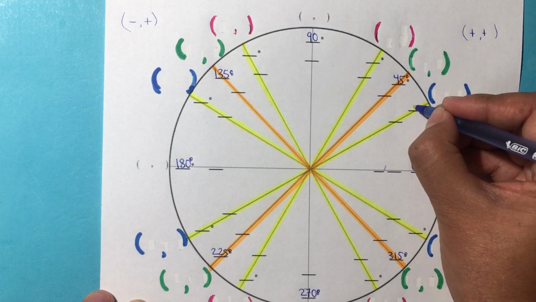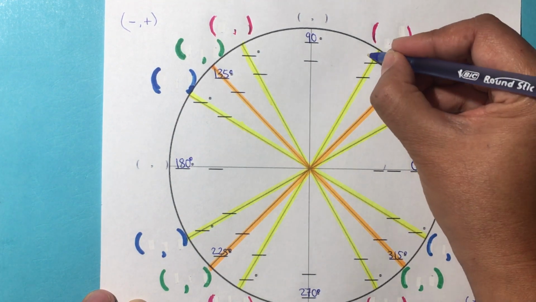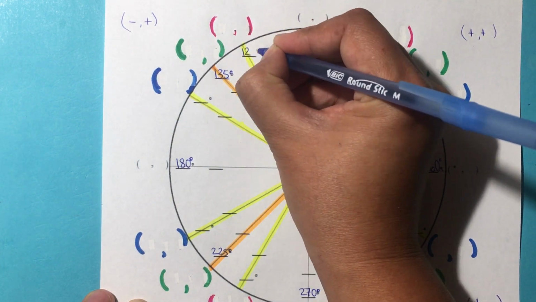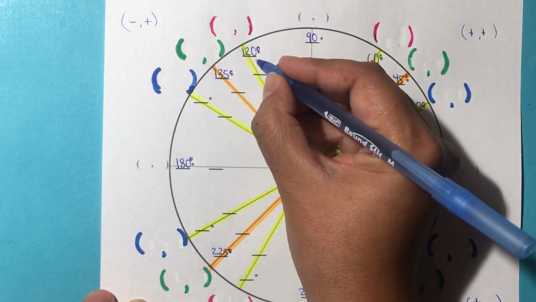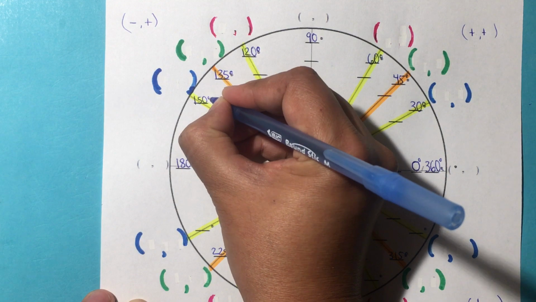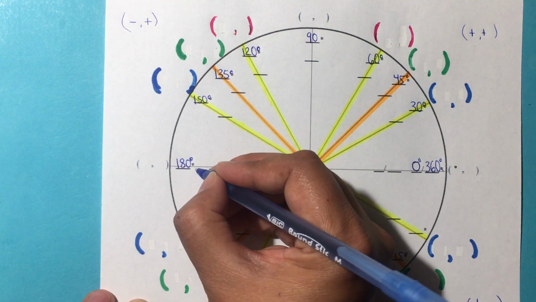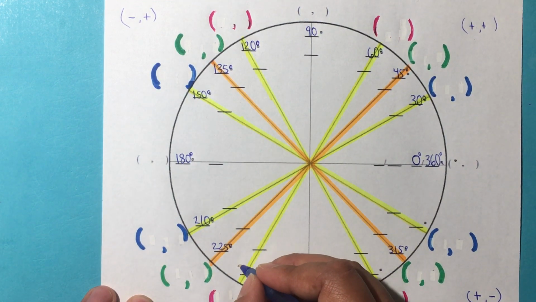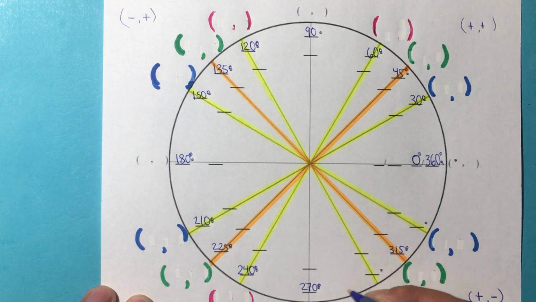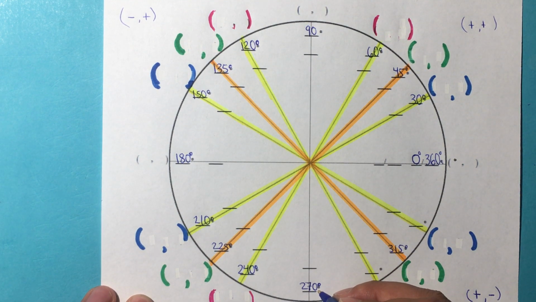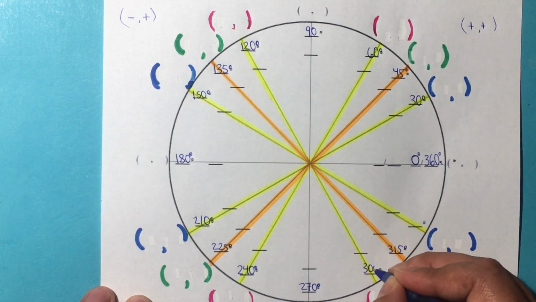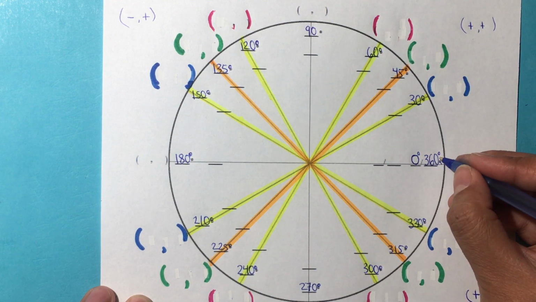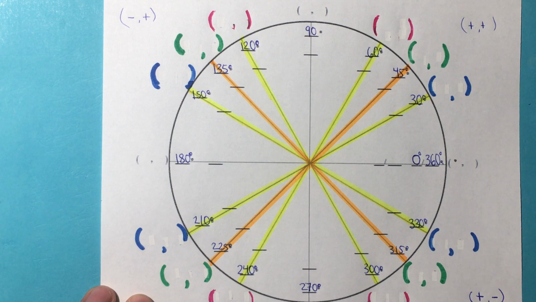So 0, 30 degrees, 60 degrees, 90 degrees, 120 degrees, 150 degrees, 180 degrees, 210 degrees, 240 degrees, I'm just adding 30, 270 degrees, 300 degrees, 330 degrees, and 360 degrees. And that was in lesson 10.1.